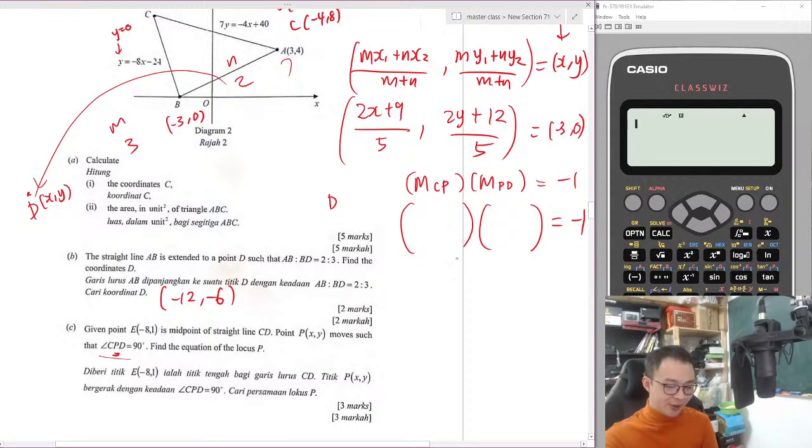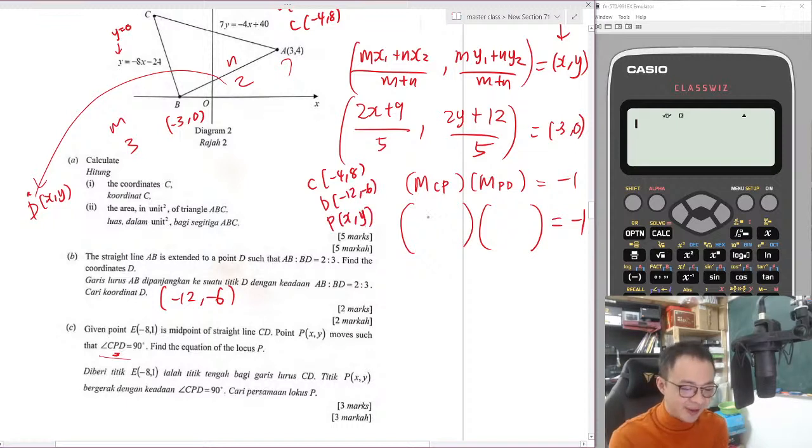Okay, so where am I now? I need all the coordinates. I have the C coordinate, which is (-4, 8). I have the D coordinate, which is (-12, -6). I have P, which is (x, y). Then I just insert everything here.